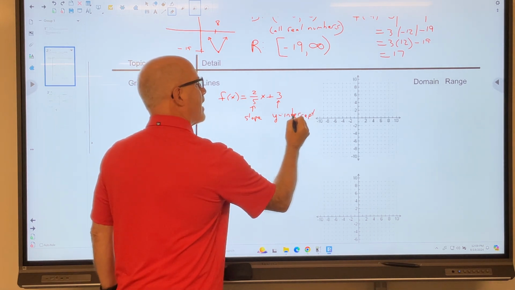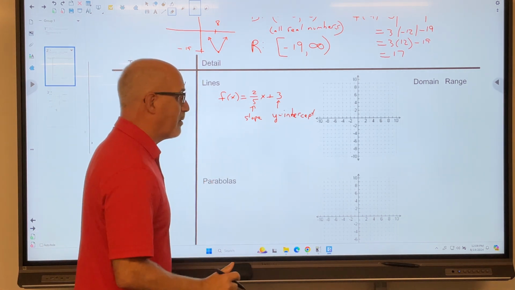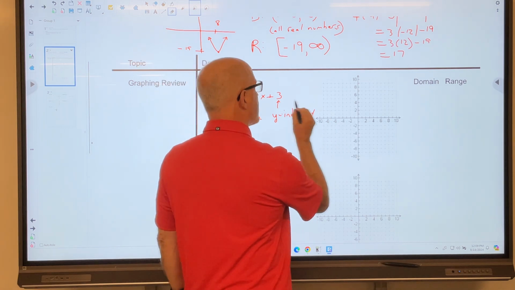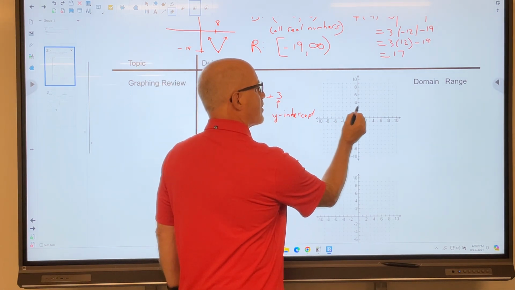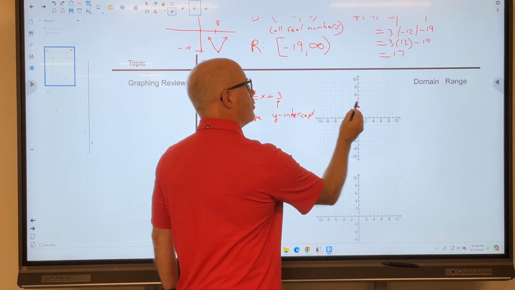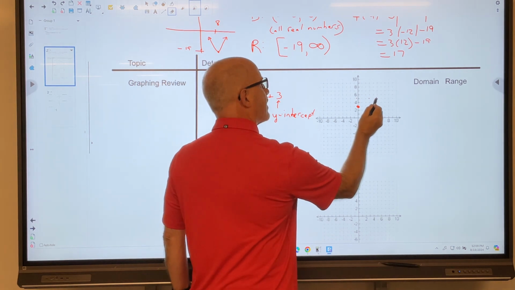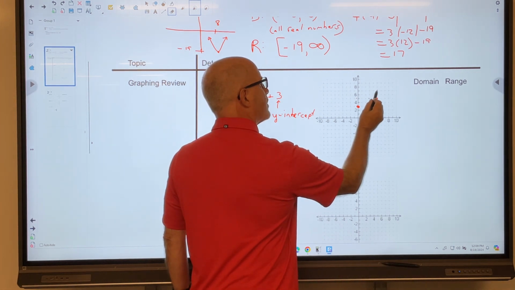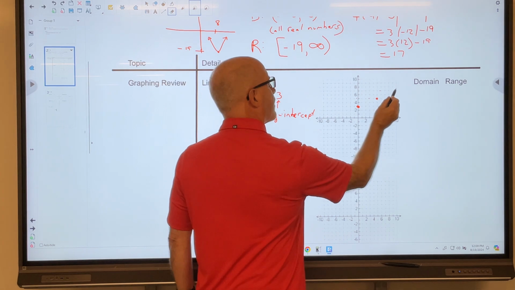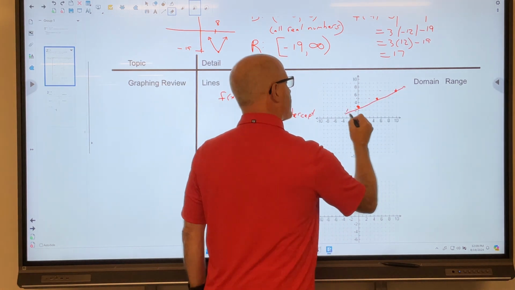You might remember that from doing this in algebra and maybe a review in geometry. So I'm going to start at the y-intercept. I start at the 3 here, and I'm going to go up 1, 2, and over 5: 1, 2, 3, 4, 5. And then I draw a line through those.